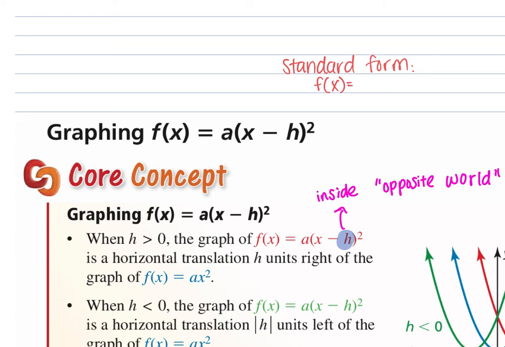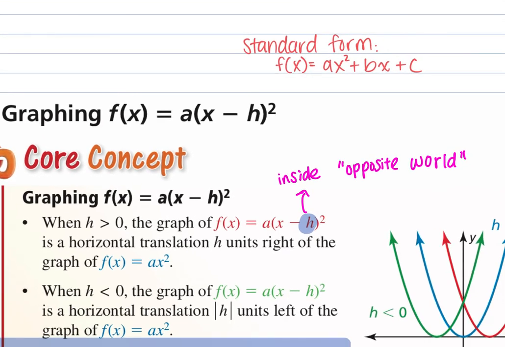Bryson, do you remember it? Daniel? Ax plus b minus c. Close. Ax squared plus bx plus c. Okay, so this was standard form. Okay? Now, write this one down. The next one that we're learning about is called vertex form. Okay?